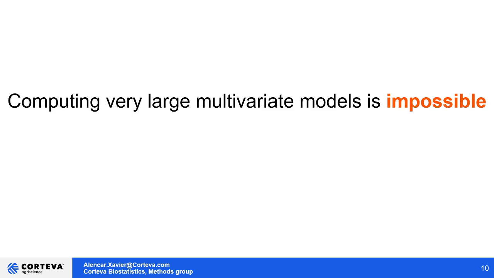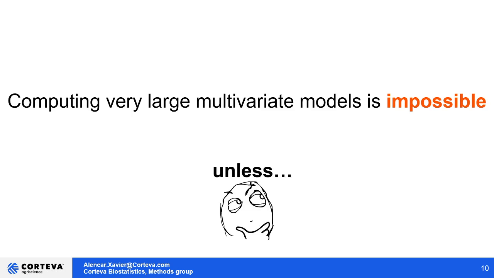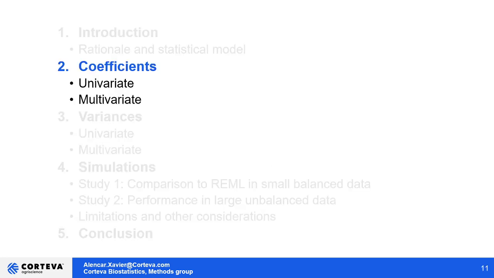So in reality, it turns out that computing very large multivariate models is impossible, at least if we keep thinking of them in the traditional sense. Alright, so let's start with solving the coefficients.